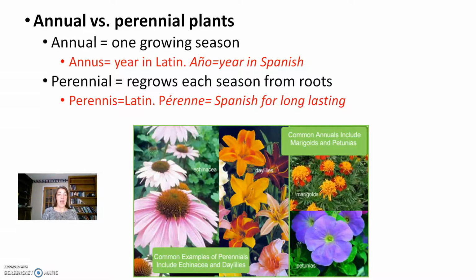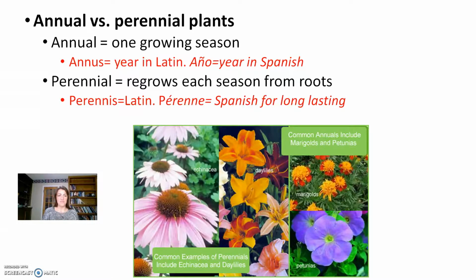Let's talk a little bit about annual versus perennial plants. Annual means one growing season. So for those who speak Spanish or Latin-based languages, annus is year in Latin, and año is year in Spanish. So annual just means they have one growing season. Perennial means they can regrow each season from the roots. So the tops can die off, but the roots go into a kind of hibernation stage, where they can wait out the winter until conditions are right, and then they can start growing back up to the stem.